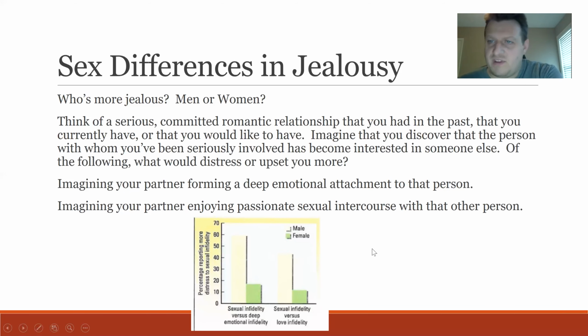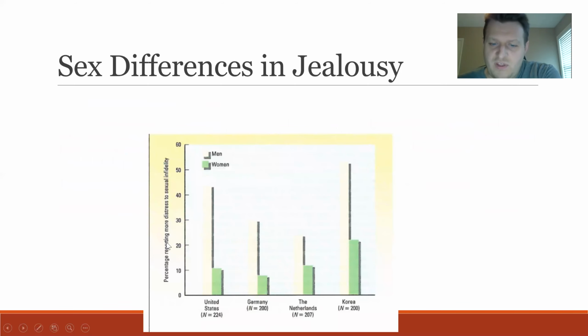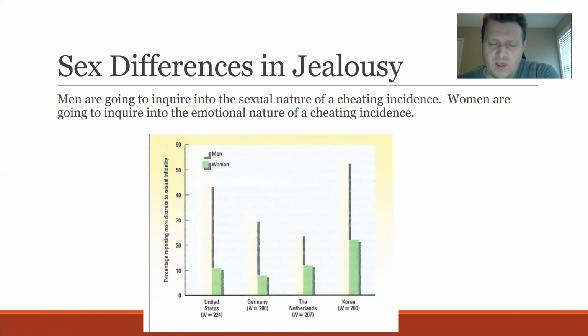And we see this sex difference not just with people in the United States of America. We see this all across the world, in South Korea, in Germany, in the Netherlands. We find this sex difference in many different cultures. So why is this the case? Another thing, males, if they're told that they've been cheated on, are more likely to inquire about the sexual nature of the cheating episode. Women, on the other hand, are more likely to inquire about the emotional nature of the cheating incident.